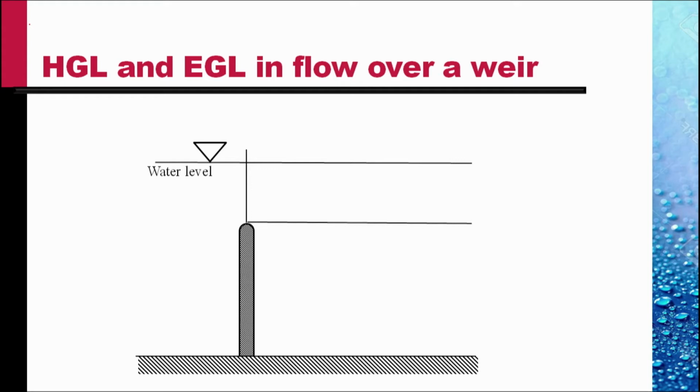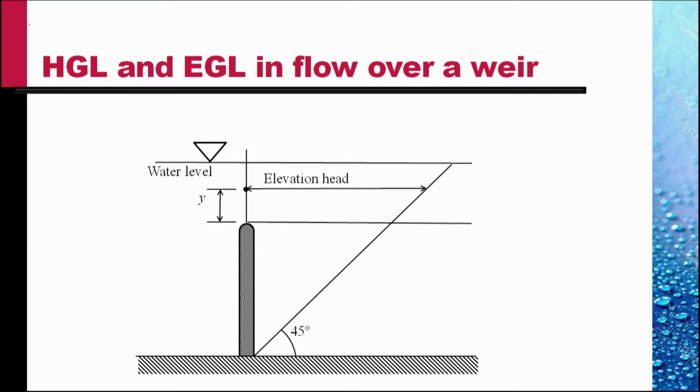Let's do an example of plotting the hydraulic grade line and energy grade line in flow over a weir. In an open channel, we have an obstruction we call a weir, and the flow is taking place above the weir, like we did in the last lecture. This is one approximation to the flow that we can take. I draw a line at 45 degrees.